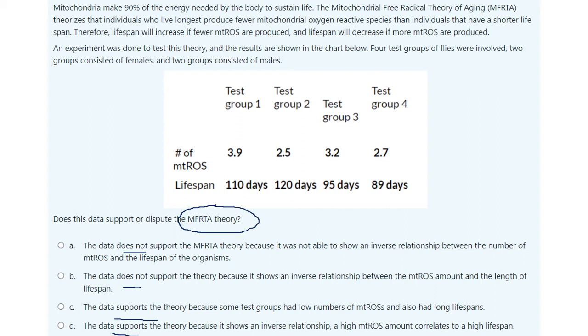Mitochondria make 90% of the energy needed by the body to sustain life. The mitochondrial free radical theory of aging, MFRTA. Okay, so we see that in the question and we see that here. So now we can find out what the MFRTA is. It theorizes that individuals who live the longest produce fewer mitochondrial oxygen reactive species.